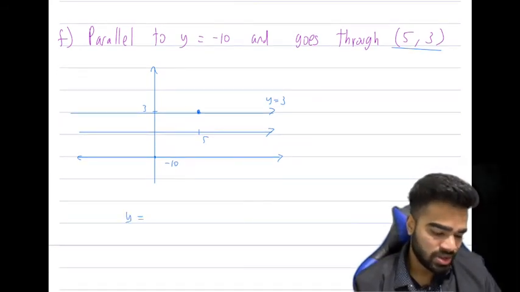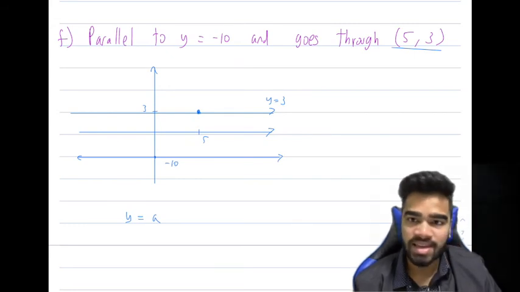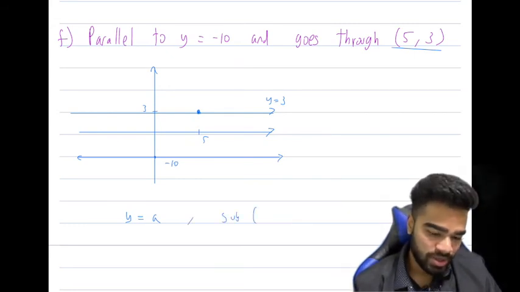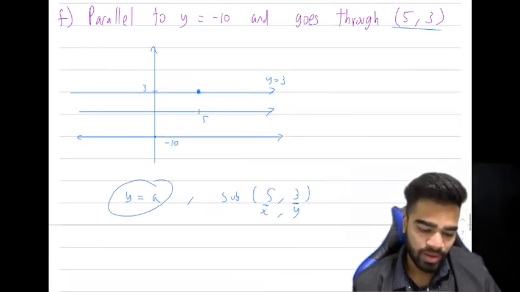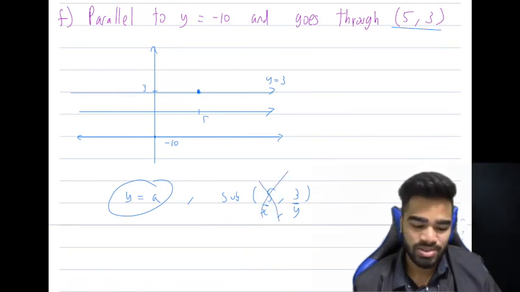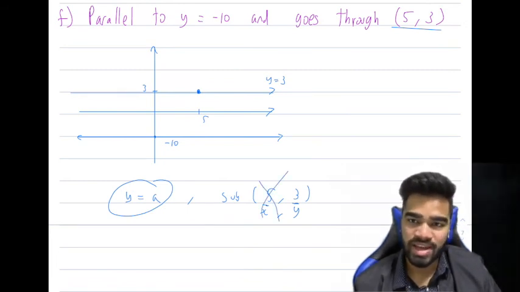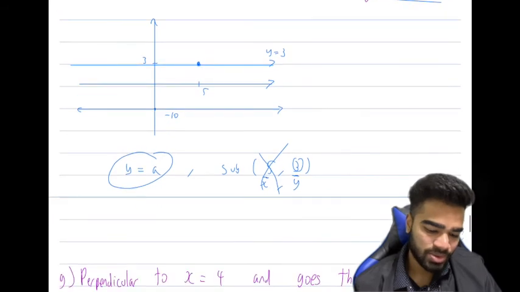Remember, if it's a horizontal line, it will have the equation y is equal to a. A is a variable I made up. And then you just sub in 5 and 3. So x is equal to 5 and y is equal to 3. Remember, in this question, there's no x, so we don't really need to sub 5 in. So in this question, x doesn't matter. So you just sub y is equal to 3 into the graph.